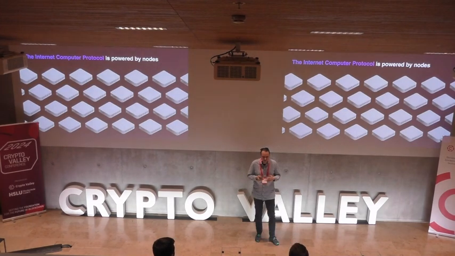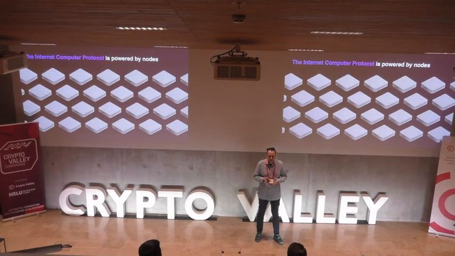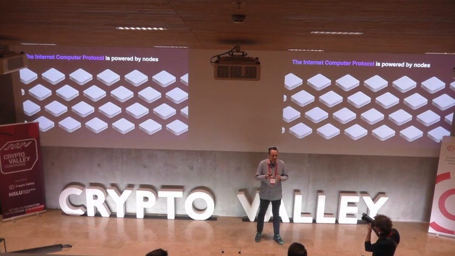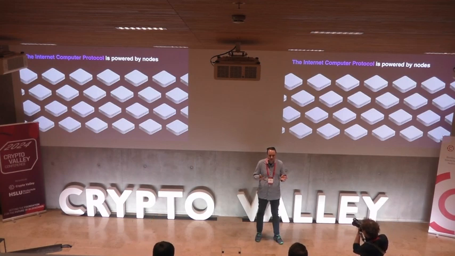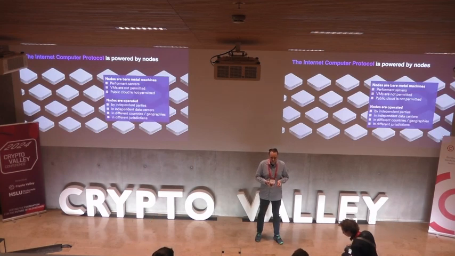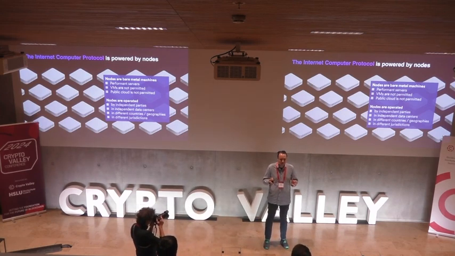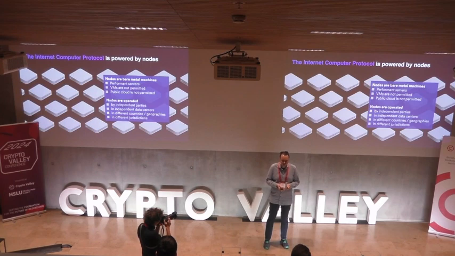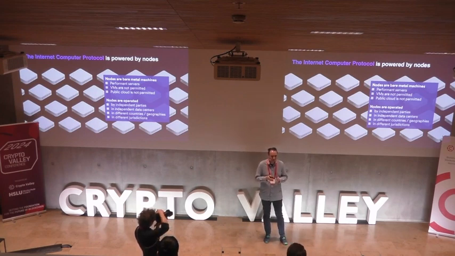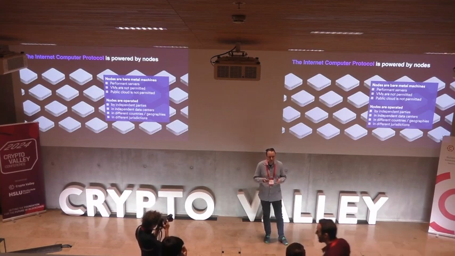So let's get started. The Internet Computer Protocol is powered by nodes. That's the hardware that powers the protocol, and those are located all around the globe. First of all, it's bare metal servers. No virtual machines are allowed, and also no public cloud placement is allowed, because this would lead to a less decentralized network, because a few public cloud providers would host most of the nodes.